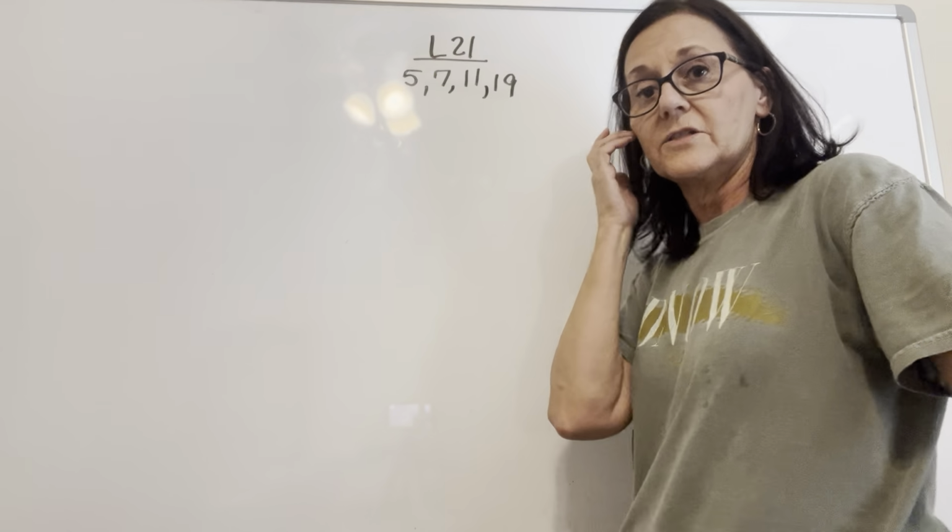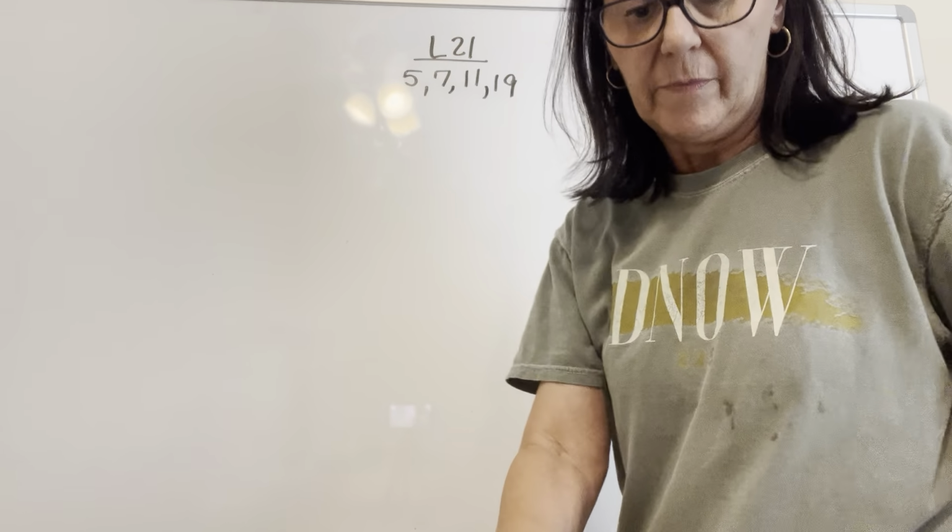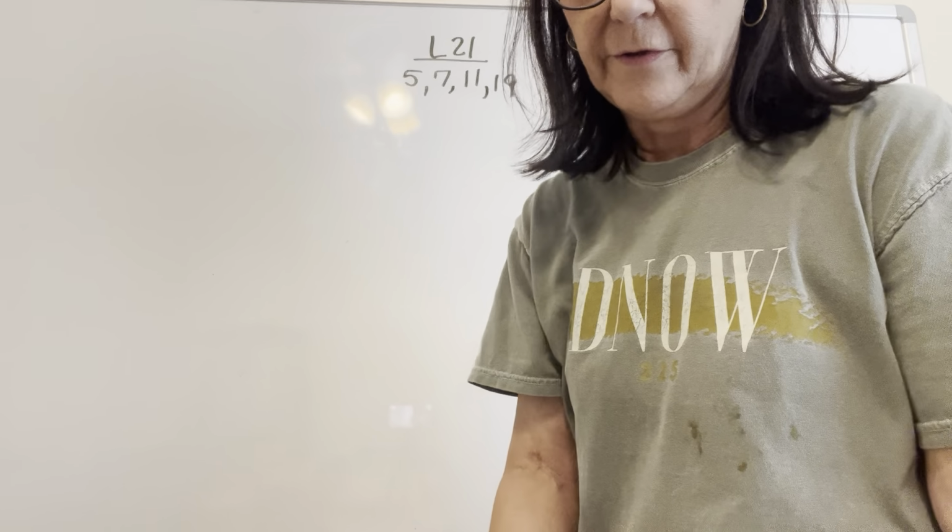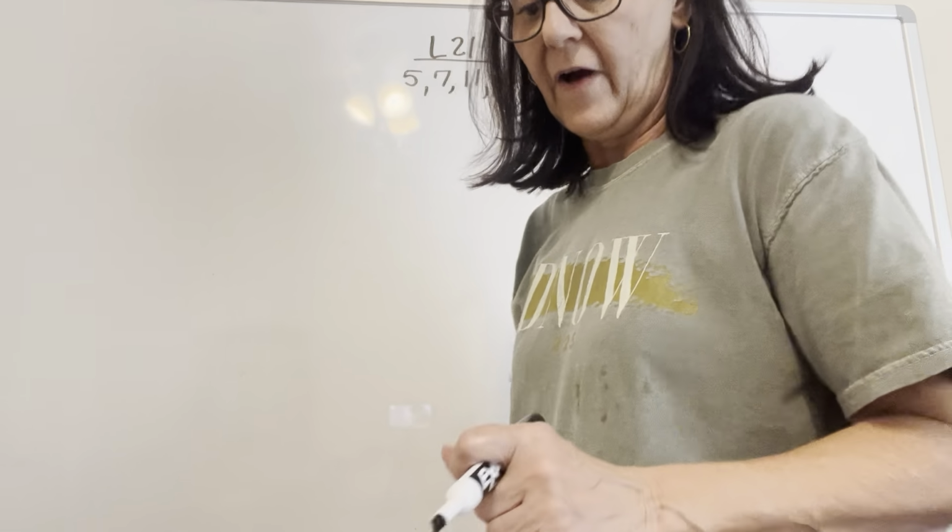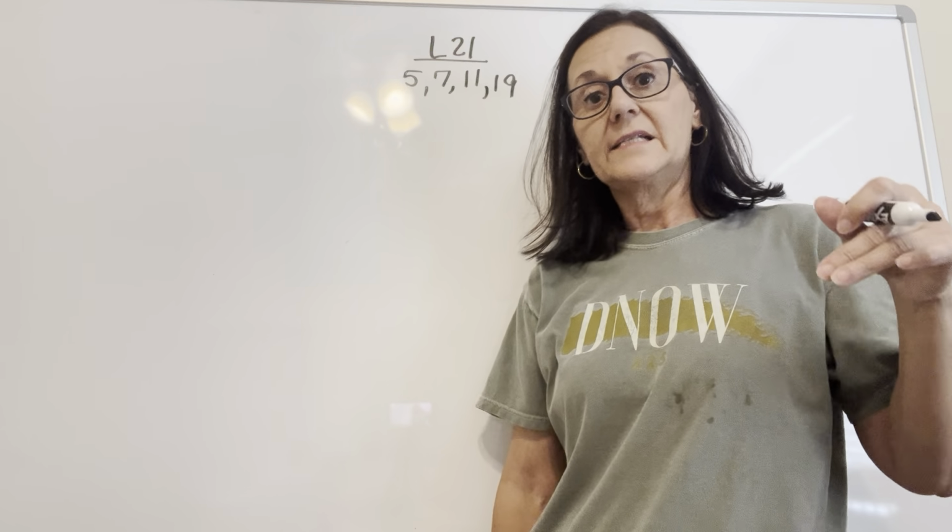This is Algebra 2, Lesson 21, Homework Help. On page 103, we're going to start with number 5. Number 5 is nickels and dimes, the value of coins.